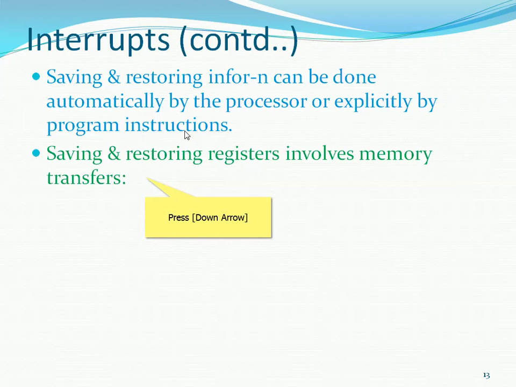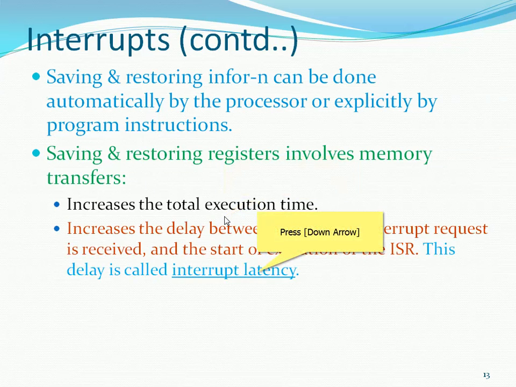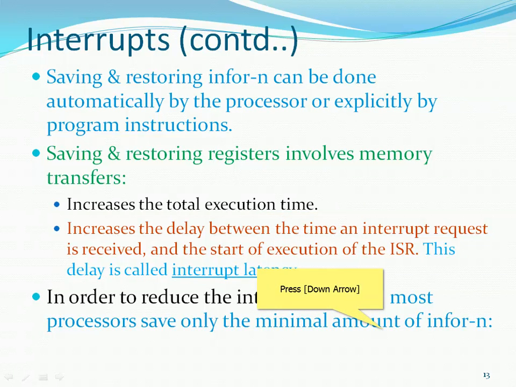Saving and restoring registers involves memory transfer also, so it increases the total execution time. Extra time is required. This increases the delay between the time an interrupt request is received and the start of the execution of the ISR. This is called interrupt latency, right? Because of the control switching between the called program and the calling program, if the instructions have different addressing mechanisms, some amount of latency, some amount of delay will be involved. That delay we need to tolerate.